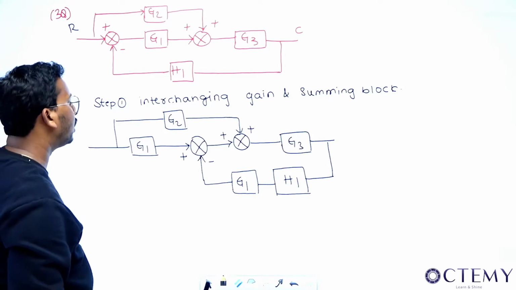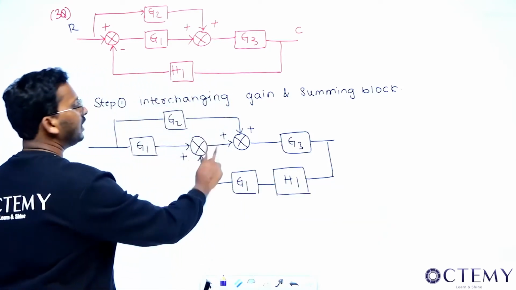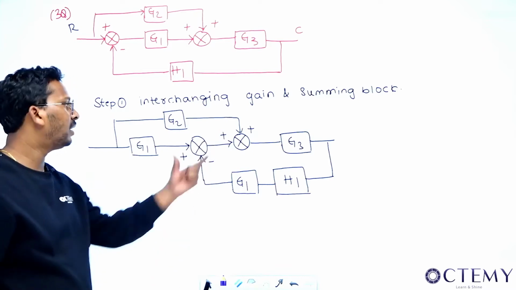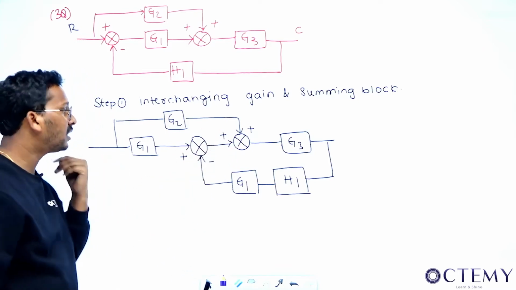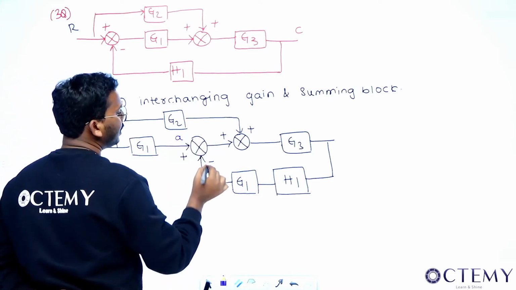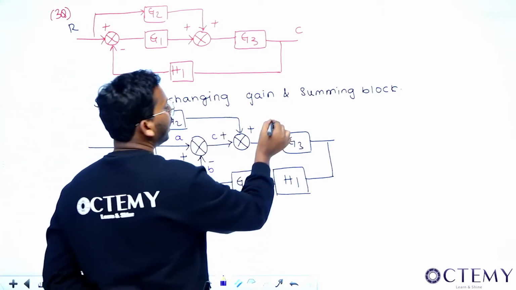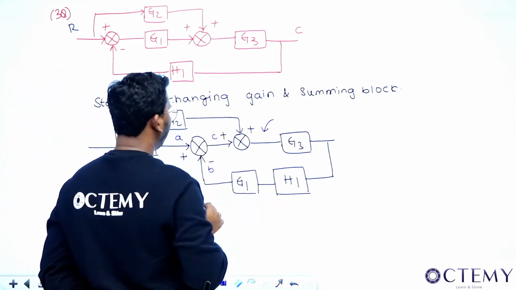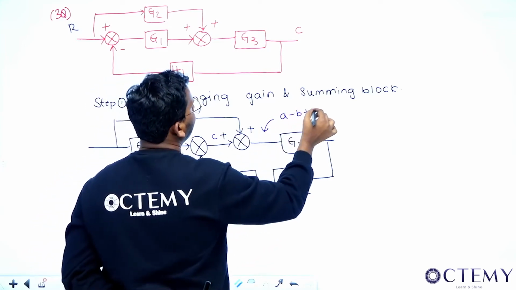Now what I have to do, sir? Now the crucial thing comes. See what the crucial thing is. You can interchange the summing blocks. Whenever there are two adjacent summing blocks, you can interchange them, and the output will not change. How will the output not change? Let me call this A, this B, and this C. What will be the entire output here? The entire output here will become A minus B plus C.